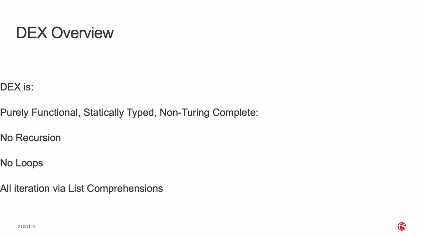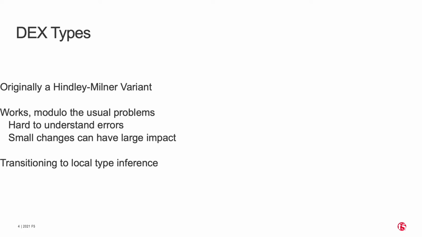So DEX is a purely functional, statically typed language, and it's non-Turing-complete for the obvious reason that we do not want our configurations to loop indefinitely. So, bad idea. The language prohibits recursion, it has no looping constructs, so the only way to iterate over anything is by list comprehensions, and lists are finite, and therefore execution always terminates.